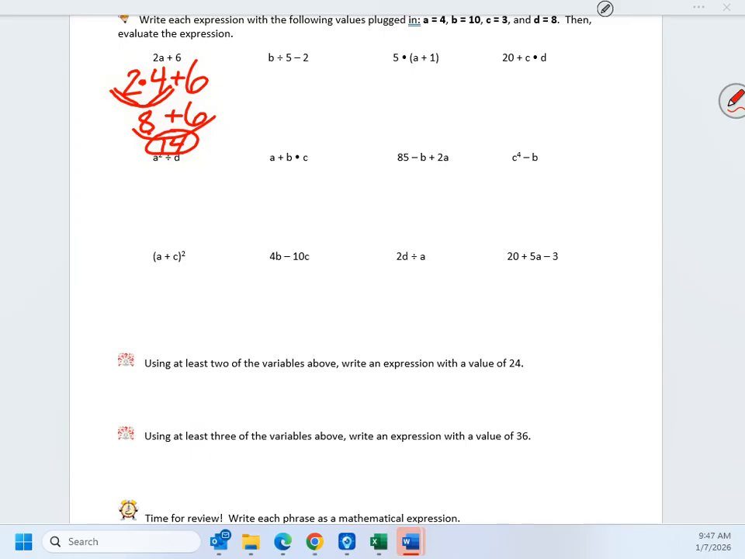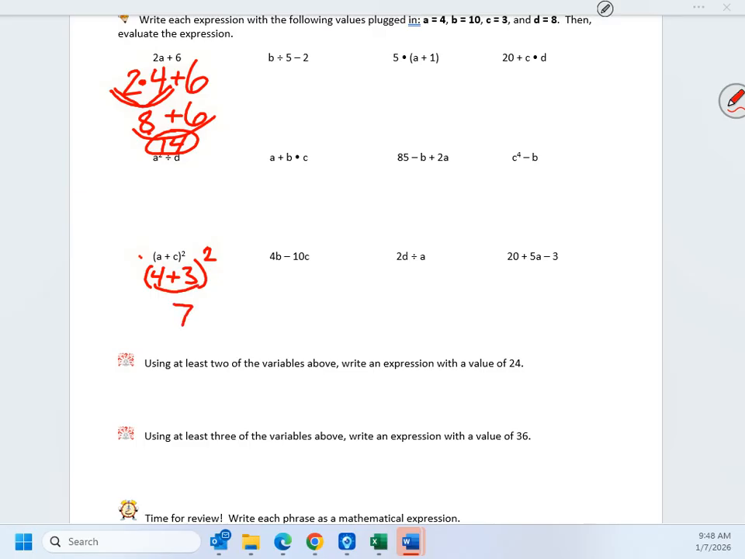Okay. Let's look at this one. Parentheses a plus c, squared. Not square root, squared. So I'm going to keep those parentheses. A is 4, plus c is 3, and then I have my exponent of 2. What am I going to do there? What's my first step? Michael? Do the work in parentheses. Yeah, I have to do the parentheses first. So I have to do 4 plus 3 is 7.